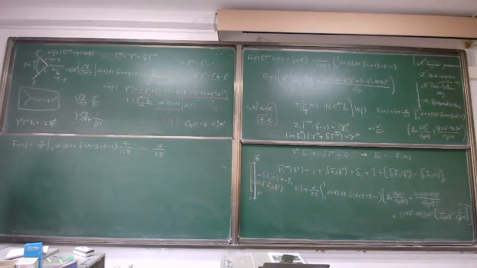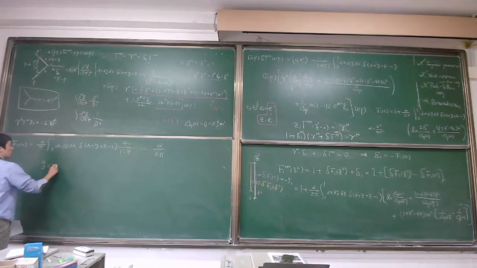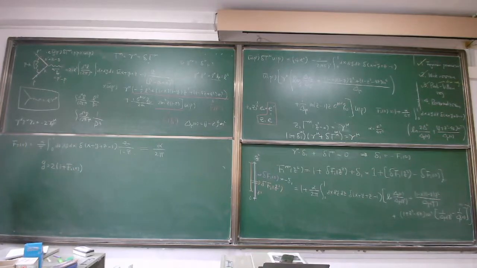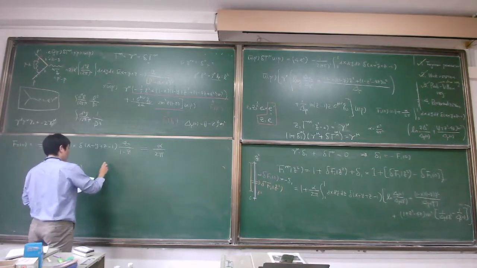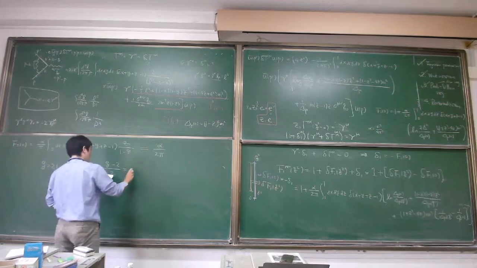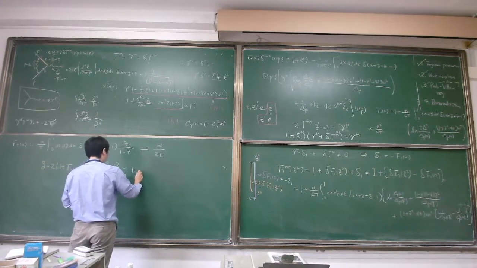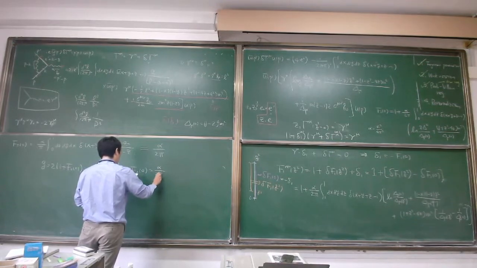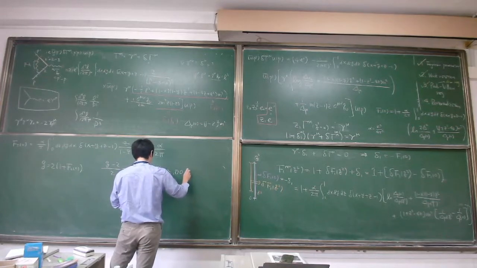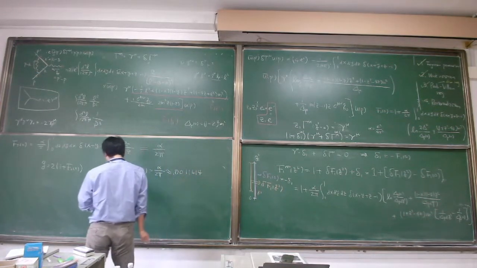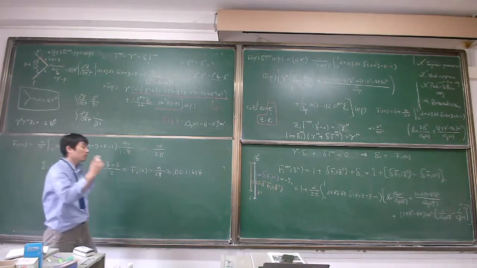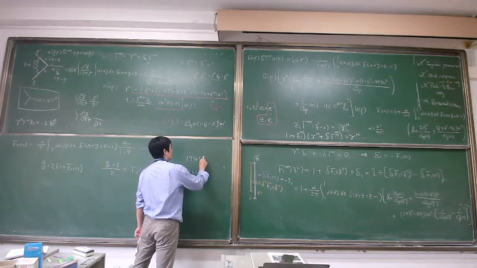So as I mentioned, g is equal to 2 times (1 plus F2(0)). And therefore, (g minus 2) divided by 2 is equal to F2(0), which is alpha over 2 pi. And this is equal to 0.0011614. And this result was obtained by Schwinger in 1948. 1948, as I mentioned many times, Schwinger.